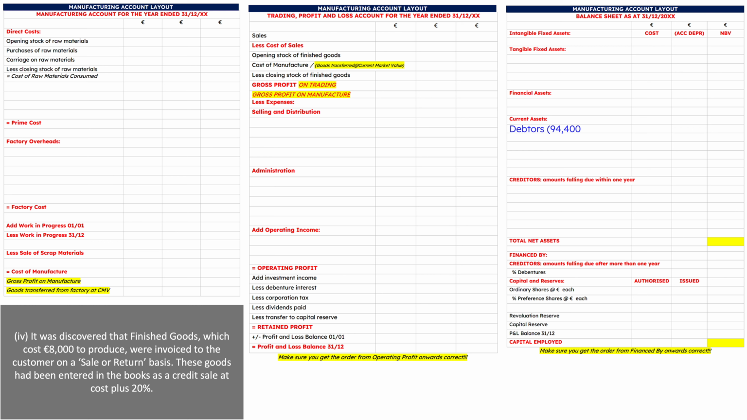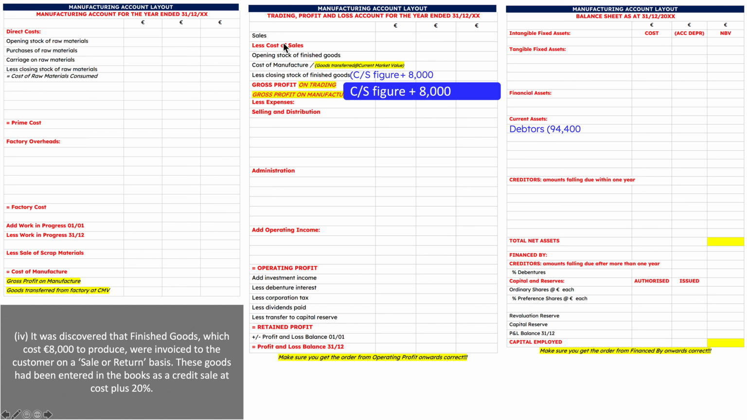So we need to rewind that credit sale. We're going to add the closing stock of finished goods back to the closing stock figure for finished goods. So that's €8,000 here because it cost them 8,000 to produce. That is also going to affect my closing stock down in my current assets. Whenever you have your final figure here, it'll be the final figure here.